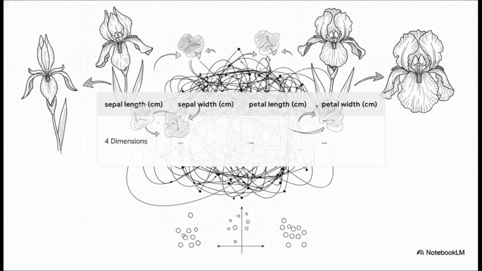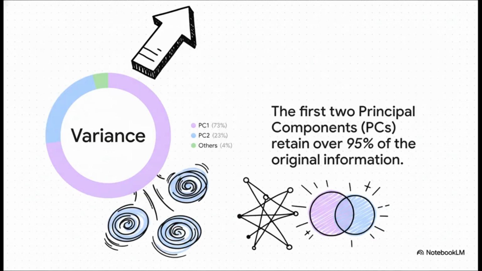And for each flower, we have 4 different features or dimensions: the sepal length, sepal width, petal length, and petal width. Now, how would you even begin to visualize 4 dimensions at once to see if the species are different? You can't. Our brains just aren't built for it. And here is where the magic happens.